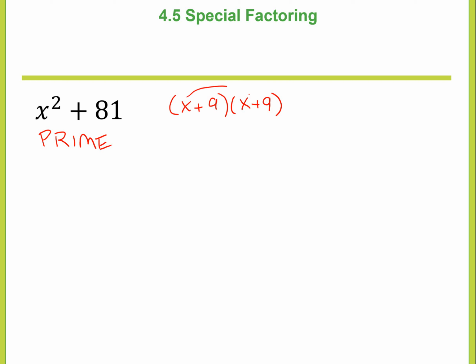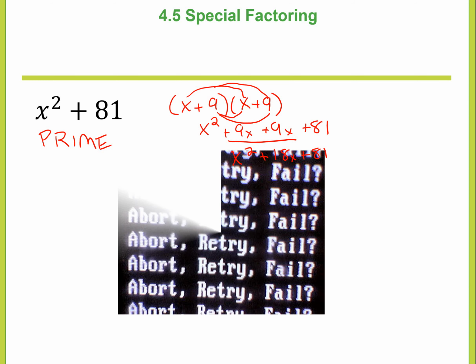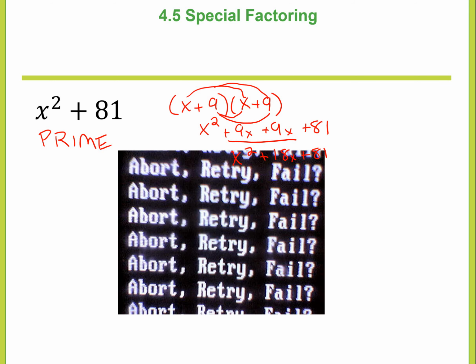So if I multiplied this out, I get x squared plus 9x plus 9x plus 81. This middle term doesn't cancel out anymore because we don't have opposite signs. So you don't get back to the original question. So you just write prime because it's not factorable and you move on. Just like prime numbers, you can't factor them, same thing.